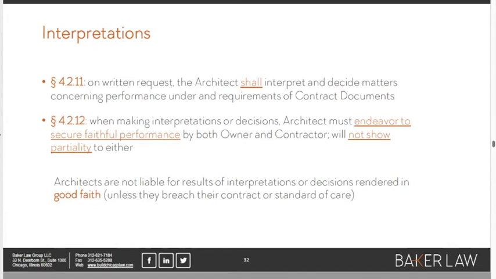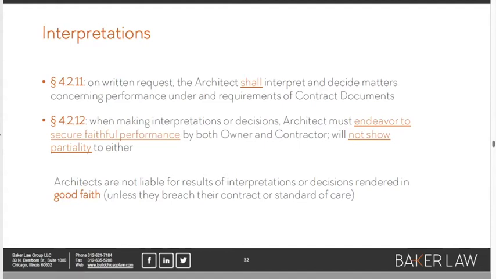And as you can see in this language here in 4.2.12, it says that when the architect is serving this important role, it has to endeavor to secure faithful performance by both parties, meaning that they need to play it straight and interpret the contract documents right up the middle. And you're not allowed to show partiality, if you're the architect, to either party under this document. And there's actually a safe harbor, okay?